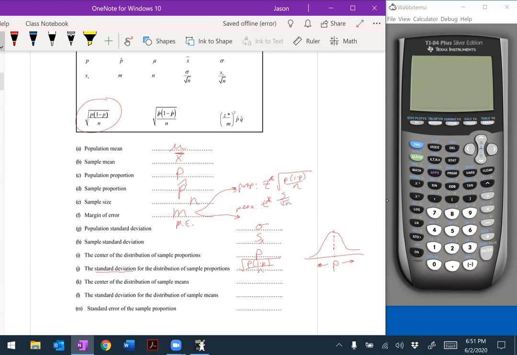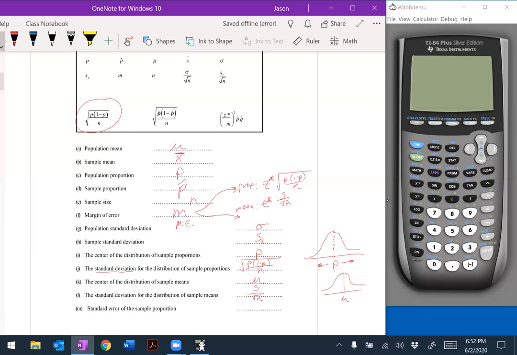Okay, what's the center of the distribution of sample means? Well, that's just mu. Okay, so that's mu. What's the standard deviation for the distribution of sample means? Well, again, that's standard error, which is S over the square root of N.